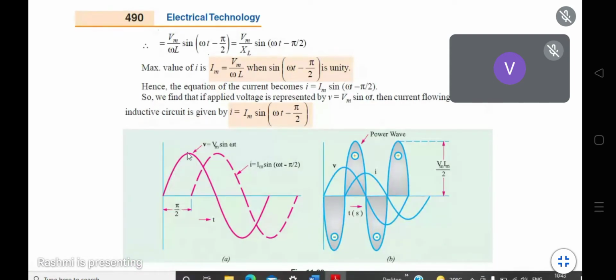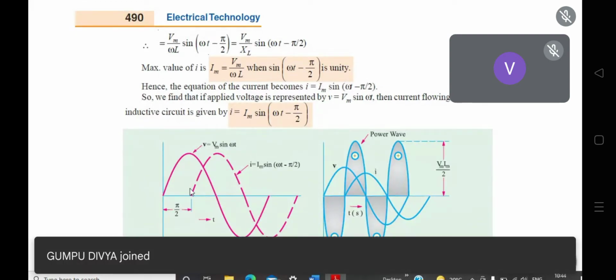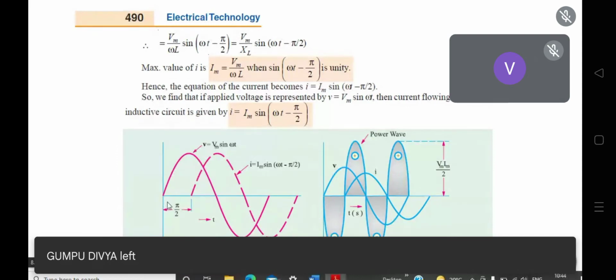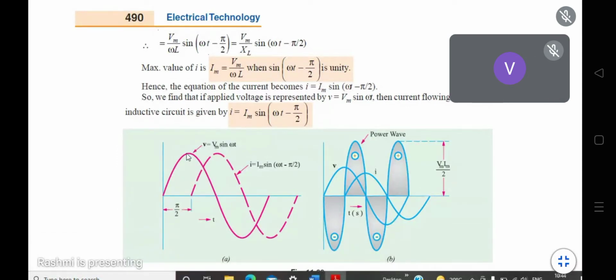Now, if you take the voltage waveforms, this is the voltage waveform. It is the reference one, and this dotted line is the current waveform. It lags the voltage by pi by 2, 90 degrees. And its highest magnitude is equal to Vm by omega L. That can be written as Im.